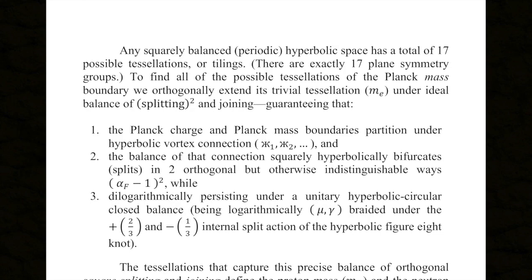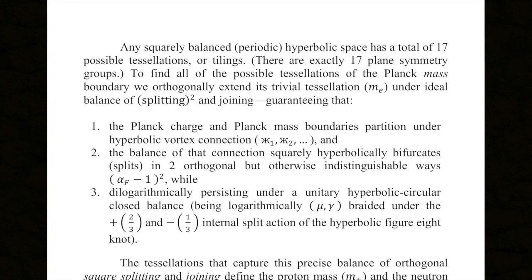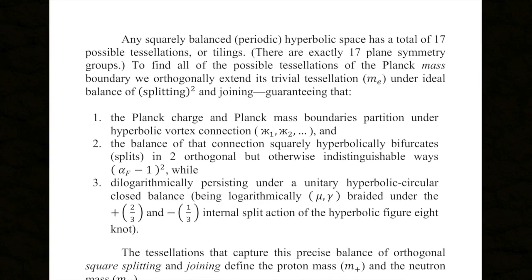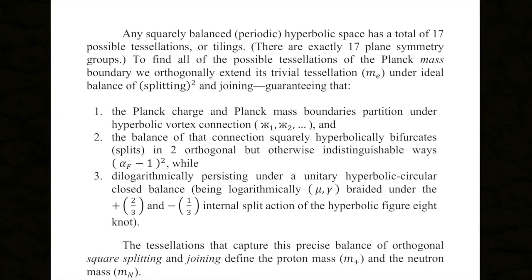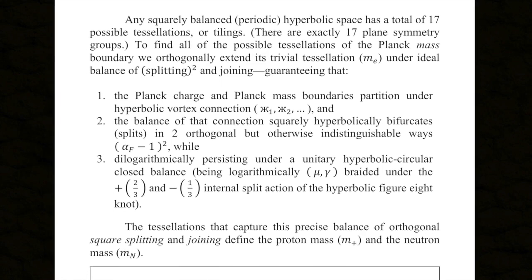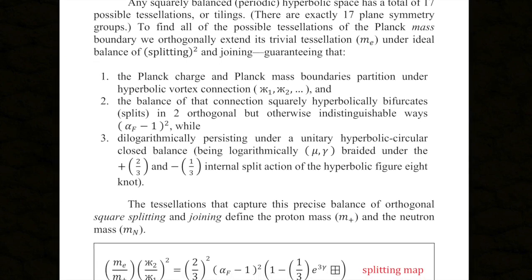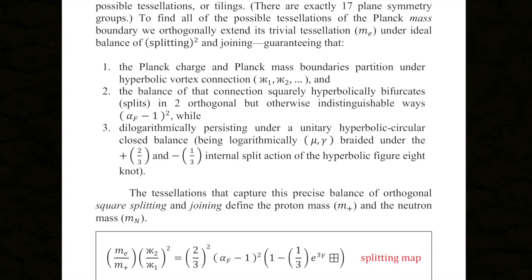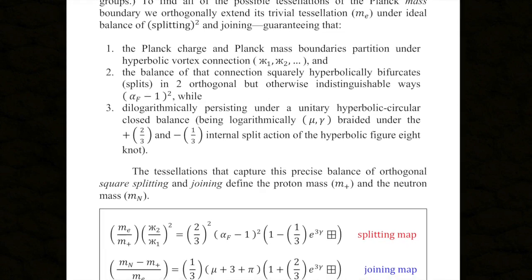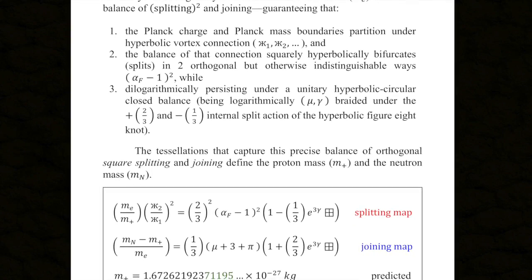Third condition is that this whole arrangement is dilogarithmically persisting under unitary hyperbolic circular closed balance. So we mean it's being logarithmically braided under the +2/3 and the -1/3 divisions, the internal split action of the hyperbolic figure-8 knot, but this logarithmic braid also means that we're going to have our dilogarithmic zeros. We're going to have both 0 and our non-trivial 0 of the logarithmic integral. And we're also going to have the Euler-Mascheroni constant playing a central logarithmic role in our braiding.